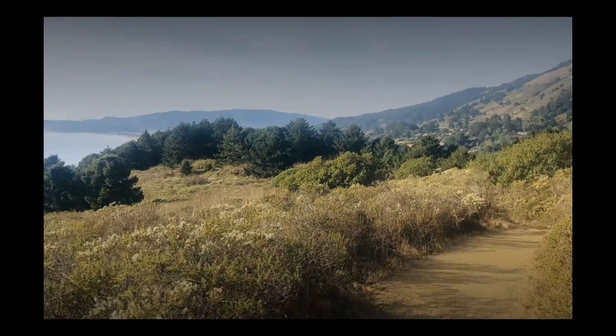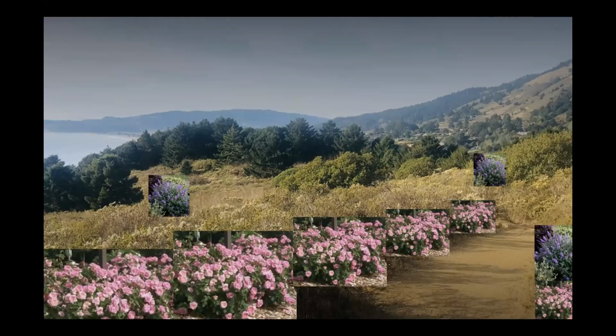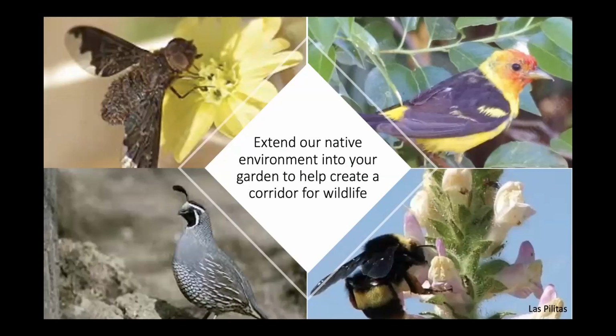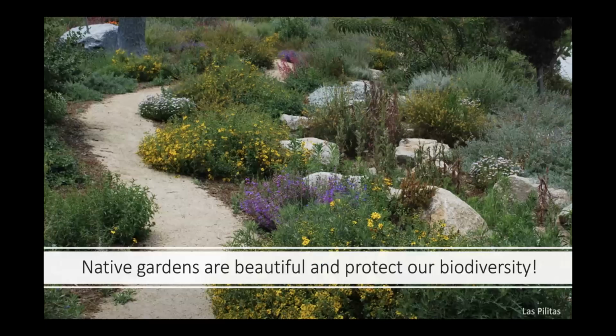Often we're geared toward wanting to improve something, right? So we add things for color and so forth. And I certainly don't have anything against any of these plants. But sometimes by adding things and in the process taking out some of our native plants, we actually are losing things, right? And a lot of that has to do with all of the creatures that coexist with our native plants. So extend our native environment into your garden to help create a corridor for wildlife. Native gardens are beautiful and protect our biodiversity.